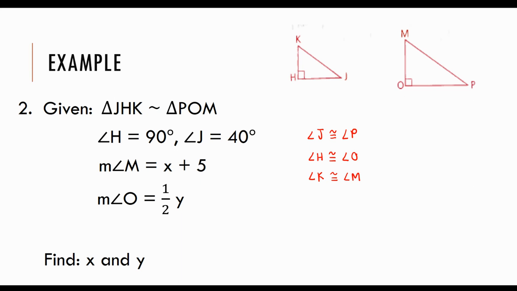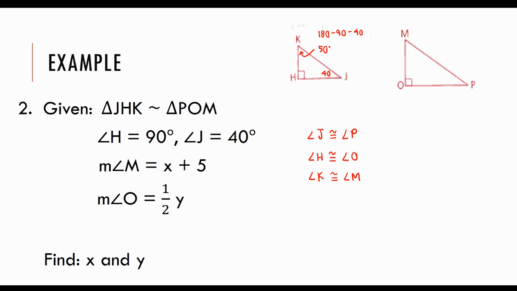Okay, so notice that I know that I've got right angles for H and O, so I knew that they had to be congruent. Because angle J is 40, we could find the measure of angle K very easily because remember, 3 angles of a triangle add up to 180. So to find angle K, I can do 180 minus 90 minus 40. So we would find out that that is a 50-degree angle.